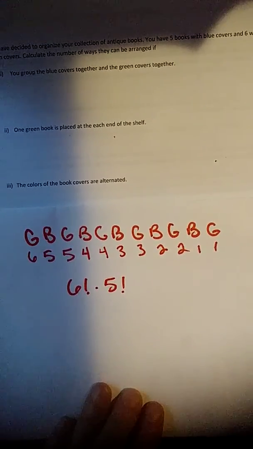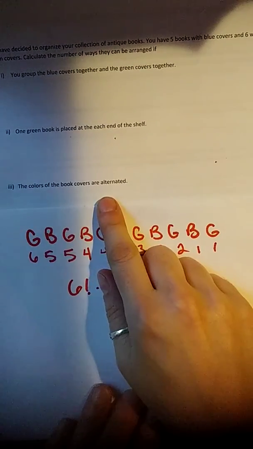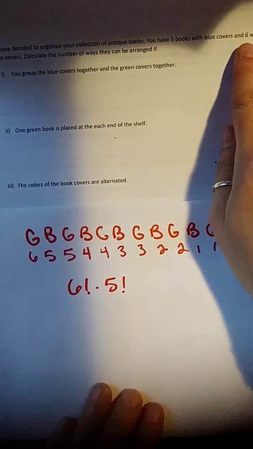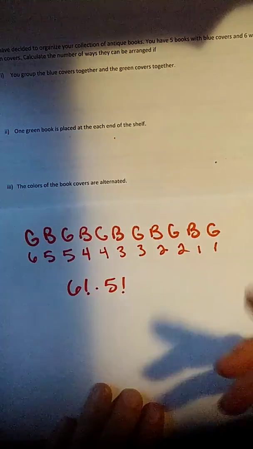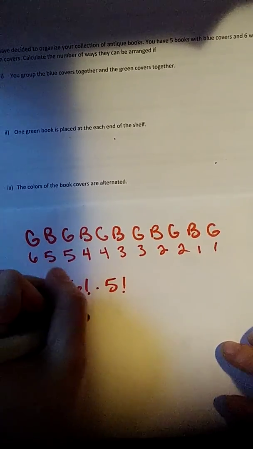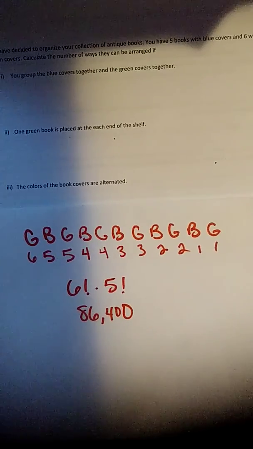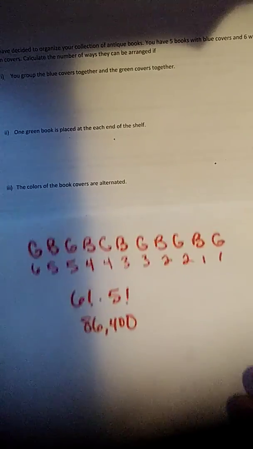And that's going to be a common theme with alternating. So if that's something you can just recall, then when you see that the colors of the books are alternated, you know that you're just going to have the factorial of each number of books in your final answer. When I type it in the calculator, I get 86,400 for my final answer for part C for question 18.